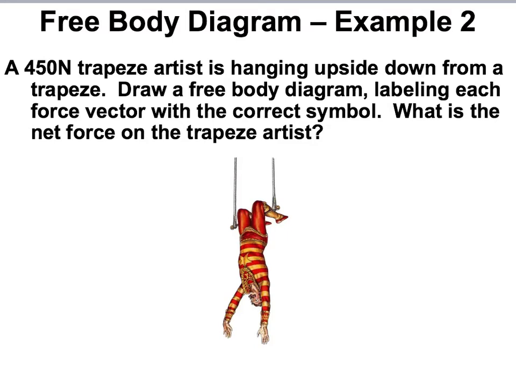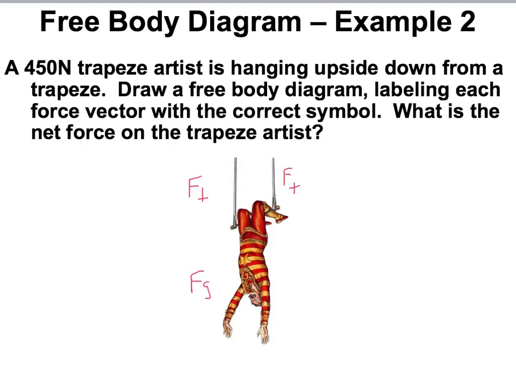In this example, we're looking at a trapeze artist. The trapeze artist has a 450 Newton weight, and he's hanging upside down from a trapeze. Draw a free body diagram labeling each force vector with the correct symbol, and determine the net force on the trapeze artist. Okay, so what forces do we have here? Let's label those. Well, we have a gravitational force pulling that trapeze artist down. Then, what's keeping him up are these tension forces here. And since there's 2 ropes, there are 2 tension forces.